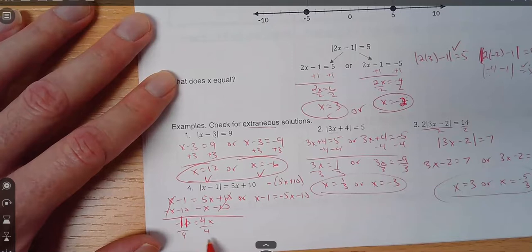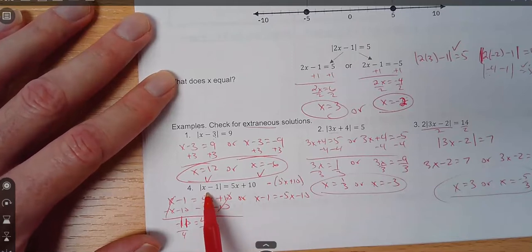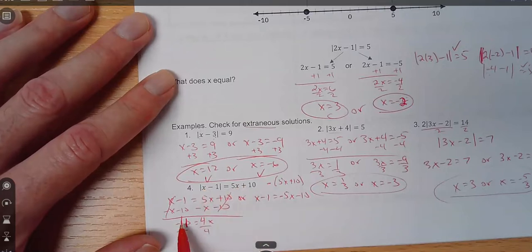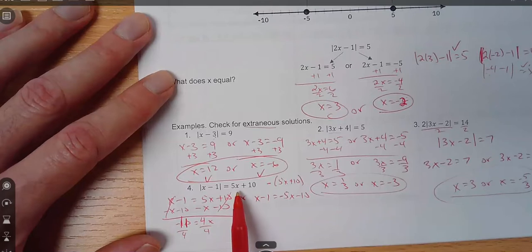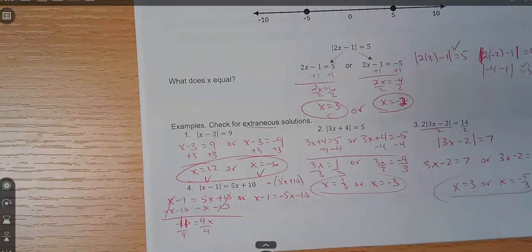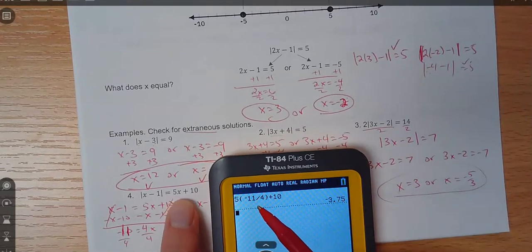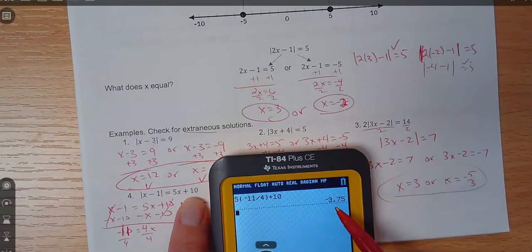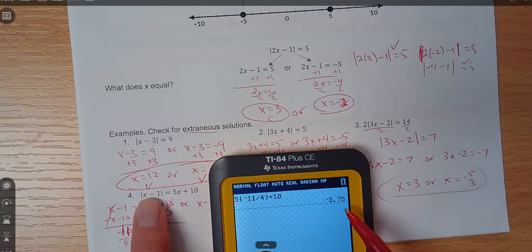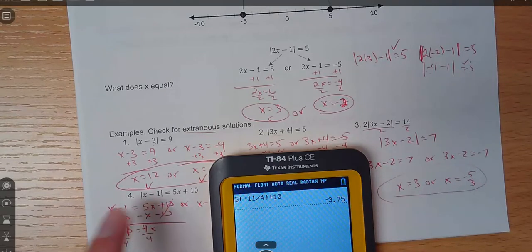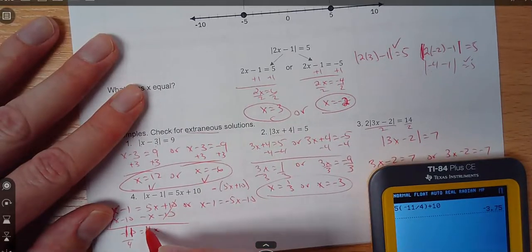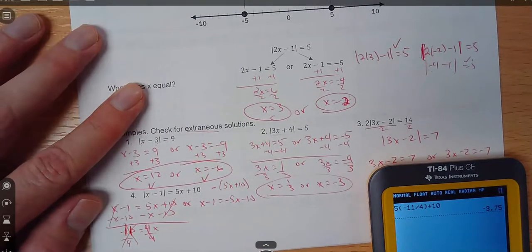Now when you go plug that back in up here, and plug it in there, I believe this one's positive, this is a negative. When I plug negative 11 fourths in here, I believe I get a negative. When I plugged it into the right side, took 5 times negative 11 fourths plus 10, I got negative 3.75. This side can't equal a negative 3.75 because it's the absolute value of something, so it's going to be a positive. So right off the bat, I know I need to throw that one out. That one does not work.